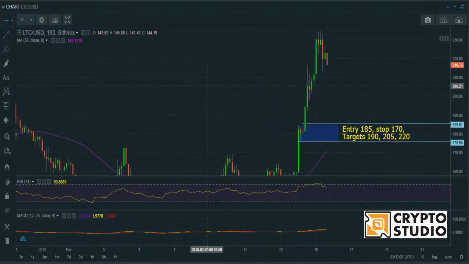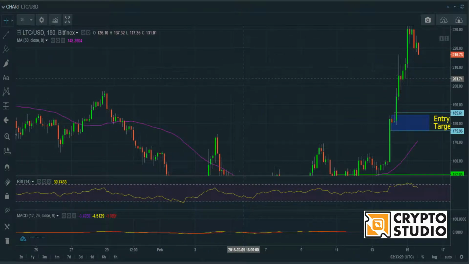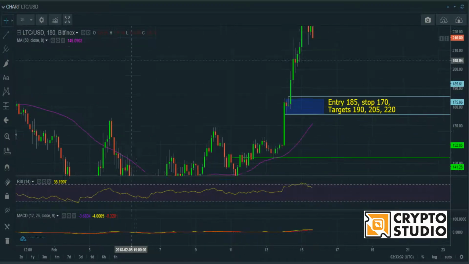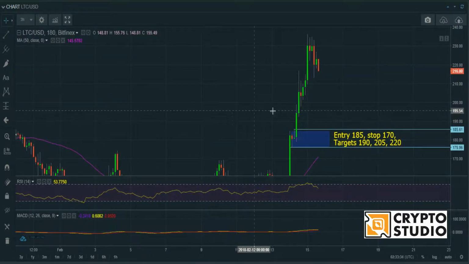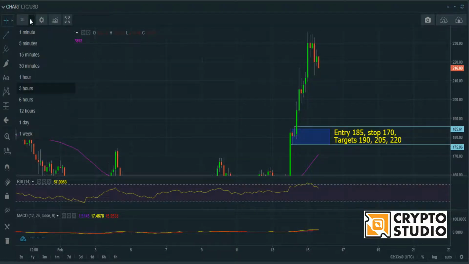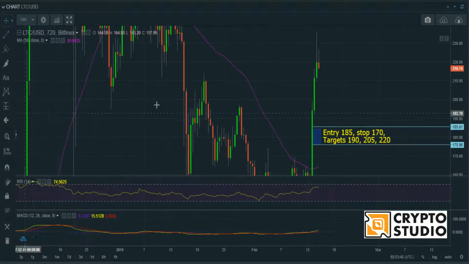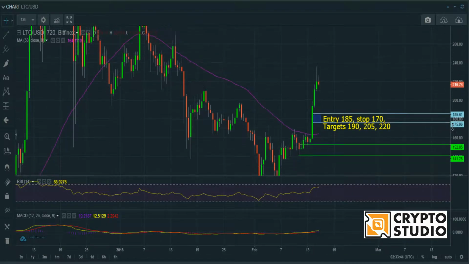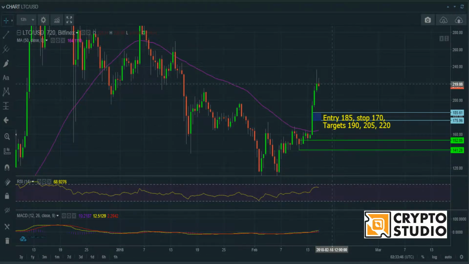Now let's go to a bit of a higher time frame. And this same setup actually looks really good on 3 hours. So I'm actually going to leave this setup on the 3 hour. So I'm going to go to the 12-hour to look for trend, see what it looks like. All right, so trend looks extremely good.